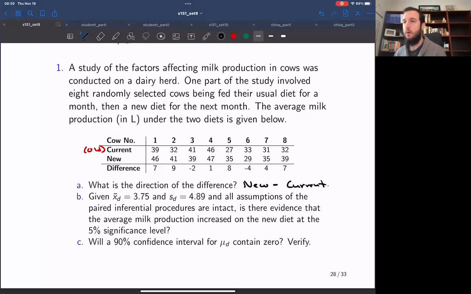And then part C asks, will a 90% interval contain 0? Yes or no, and then to verify it. So we're going to run the test and then use the test to determine if the interval will contain 0. And then we're going to show whether or not that is actually the case.